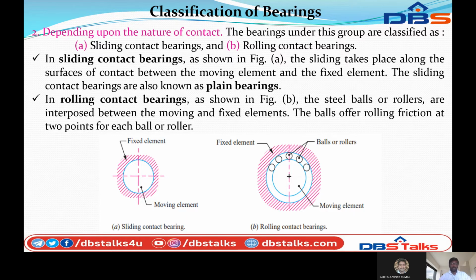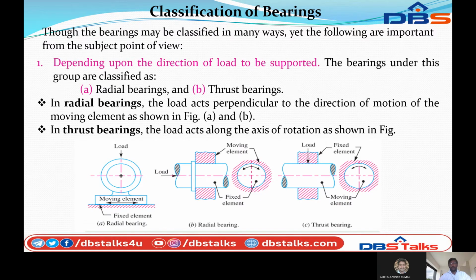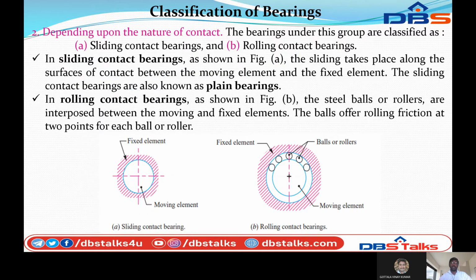The next classification of bearings depends upon the direction of load to be supported: radial bearing and thrust bearing. Then, depending upon the nature of contact, the bearings are classified into two groups: sliding contact bearings and rolling contact bearings.